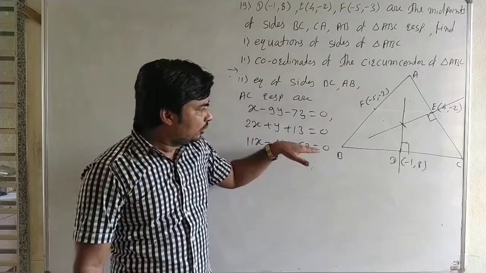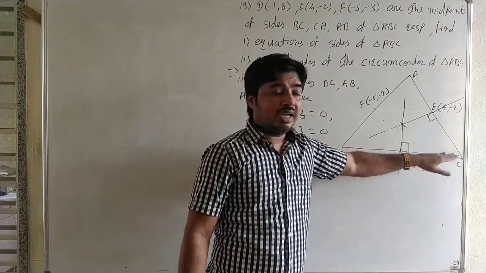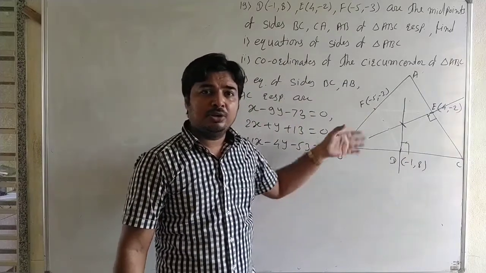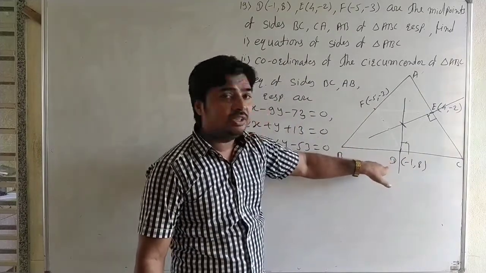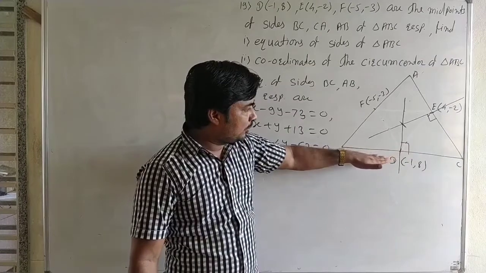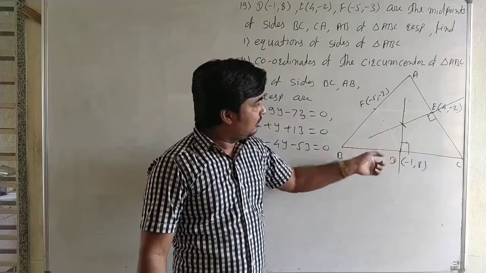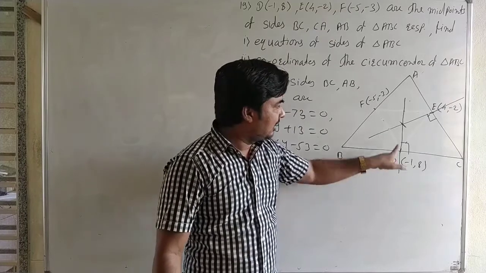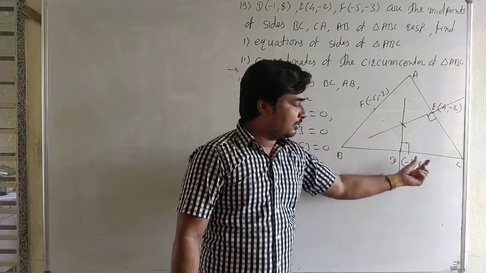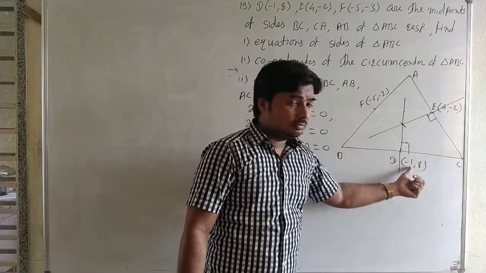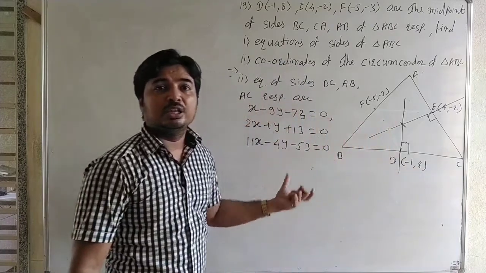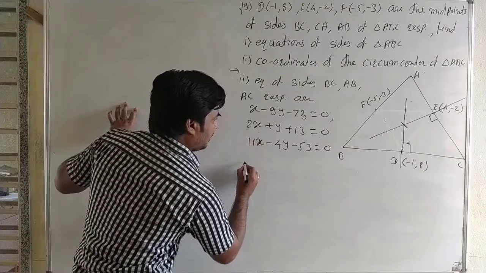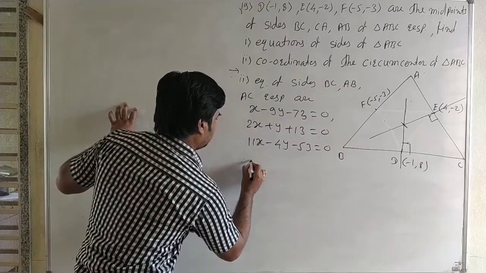bisectors. Now we know the equation of BC, and here the perpendicular bisector of BC is perpendicular to BC and passing through point D. We know the slope of BC, then we find the slope of the perpendicular bisector, and then with the slope of the perpendicular bisector and the point it passes through, we get the equation of the first perpendicular bisector.